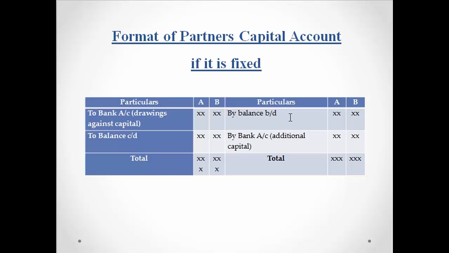One is the opening balance of capital, additional capital if any, and if there is a drawing out of his capital, finished. And then you find out the closing capital separately for A and B. Then the partner's capital account is complete if the capitals are fixed. Look at the format very carefully and try to understand the meaning of each and every item in the partner's capital account when the capitals are fixed.